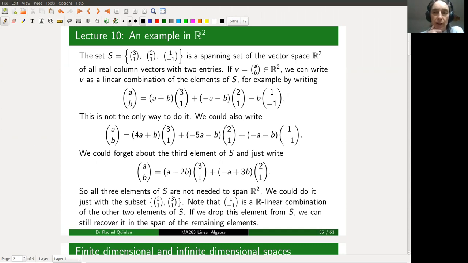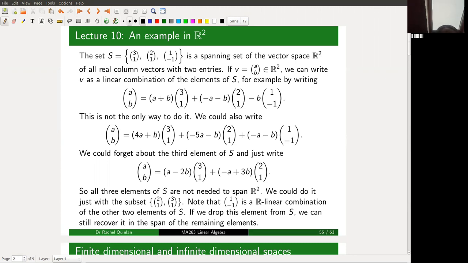So to verify that for ourselves, we can observe that if we have any vector (A, B) in R2, we can write it as a linear combination of the elements of S, and obviously the coefficients that we choose will depend on the values of A and B in this particular vector. But the claim is that, for example, by taking the coefficient of (3, 1) to be A plus B, the coefficient of (2, 1) to be minus A minus B, and the coefficient of (1, -1) to be minus B, then adding up these 3 scalar multiples of those 3 vectors will always give us (A, B), no matter what A and B are.